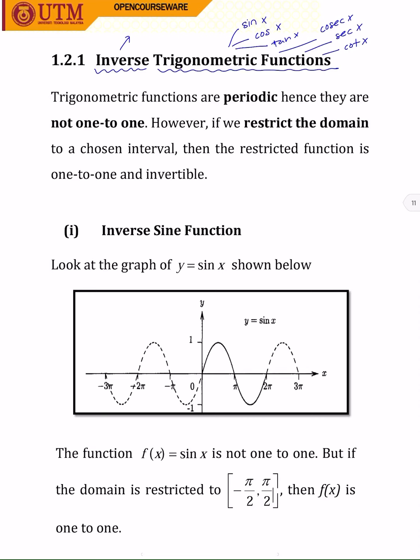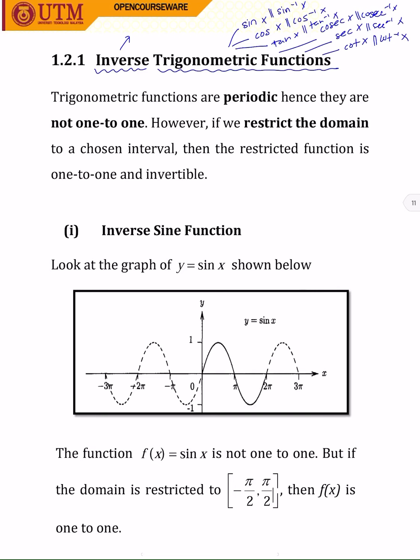Okay, so it will be sine inverse x, cos inverse x, tangent inverse x. This is the notation. Cosecant inverse x, secant inverse x, cotangent inverse x. Okay, so different. Trigonometric function, we don't have the inverse, but inverse trigonometric function will be sine inverse, cos inverse, and so on. Okay, that is for trigonometric function.